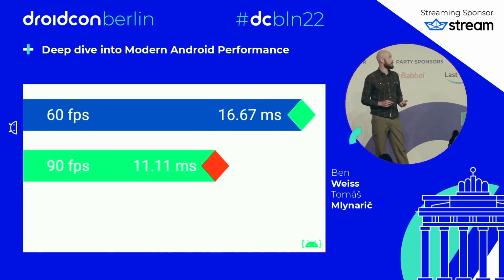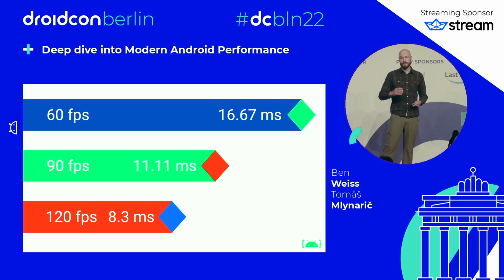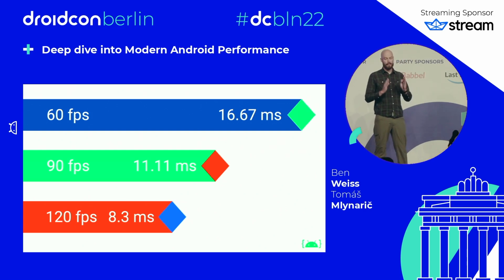Now there's 90 frames per second, which is 1/90th of a second, and there's even devices like Pixel 6 Pro that have 120 frames per second, which makes things really, really fast, and this gives you a very, very short window to do things on the main thread. So these new devices create faster refresh rates.